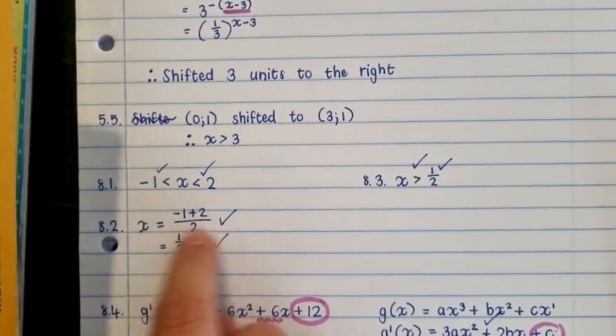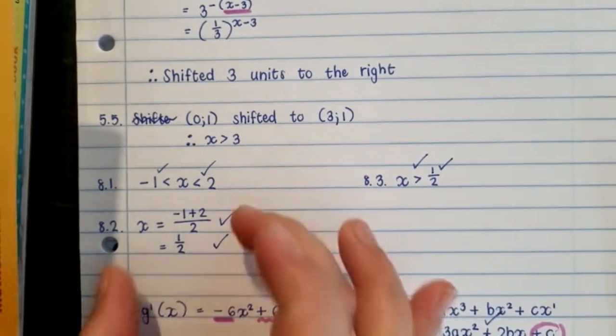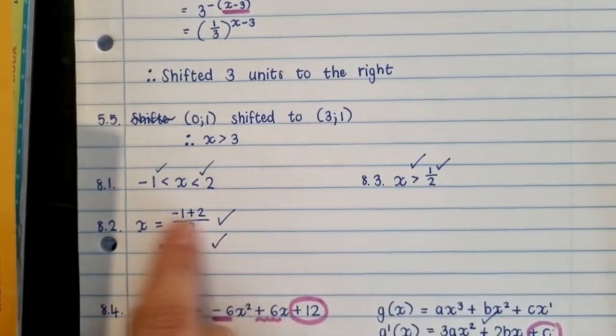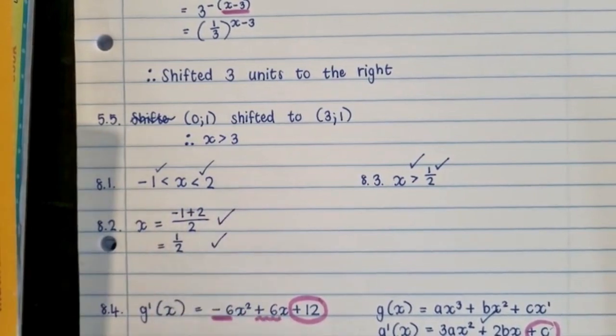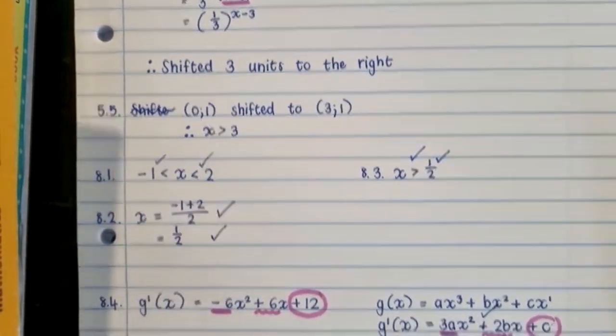Why was it divided by 2? Because we found the value that was directly halfway between the two turning points. So we add the two turning point values together and we divide by 2. So the value there was a half.